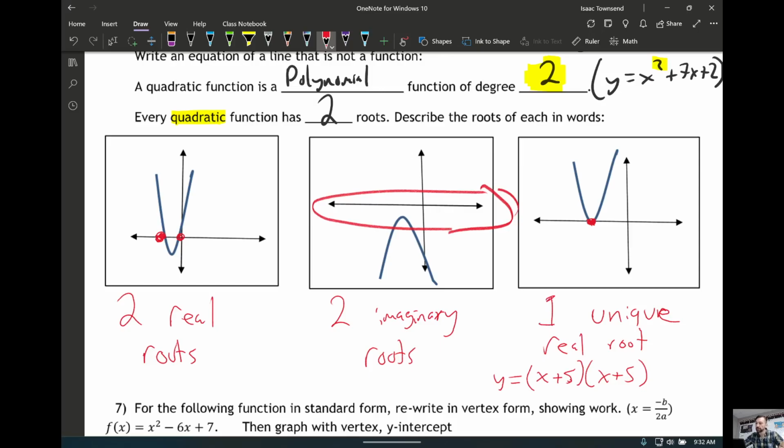And so you would only have one x-intercept instead of two x-intercepts. So basically, you can sum up all of what you need to know about those: real roots show up as x-intercepts, imaginary roots show up not as x-intercepts.